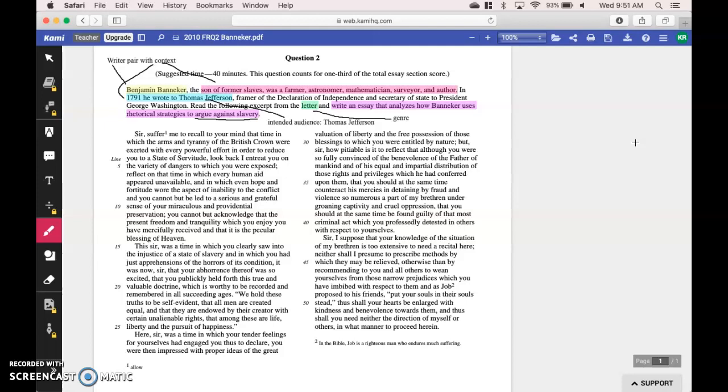The other thing I might look for is his use of ethos, because he has this background of not only being the son of a former slave, but he's risen above that to become a farmer, an astronomer, a mathematician, a surveyor, an author. I'm going to assume maybe he's going to use some of that credibility here to sell Thomas Jefferson on this idea that he wants to argue against slavery.